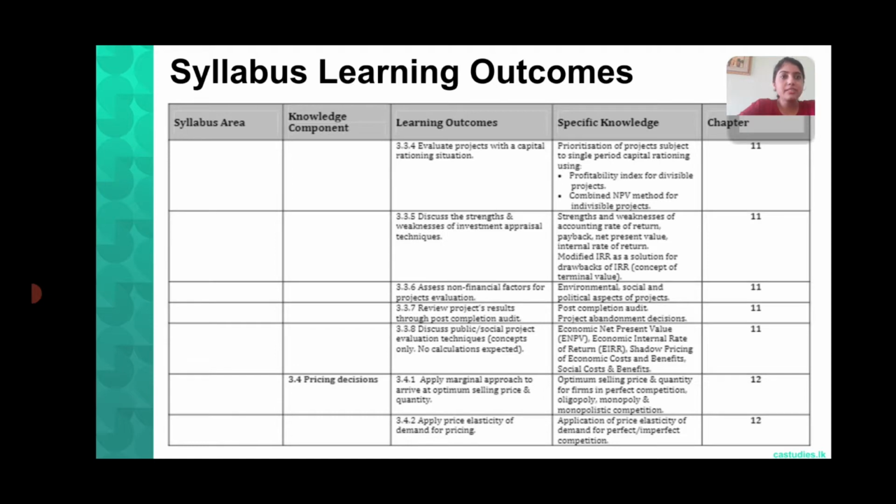So all of it is covered under chapter 11. So it's a big chapter. Alright. Next we have a new knowledge component, which is pricing decisions, where you apply marginal approaches to arrive at optimum selling price, apply price elasticity, which you may have heard in economics maybe. So they are covered under chapter 12.